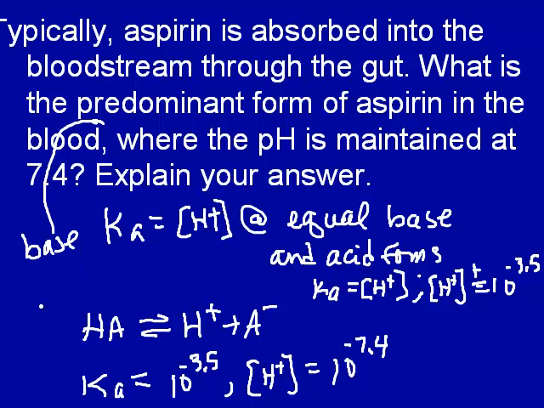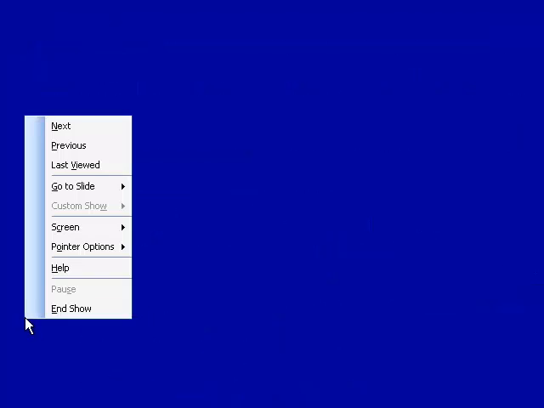So it enters your stomach as an acid, but once it gets into the blood, because of pH equilibria, the blood maintains a pH of 7.4. Now you have the base form of acetylsalicylic acid floating around, getting into your joints and reducing inflammation. All right, let's go to another problem here.